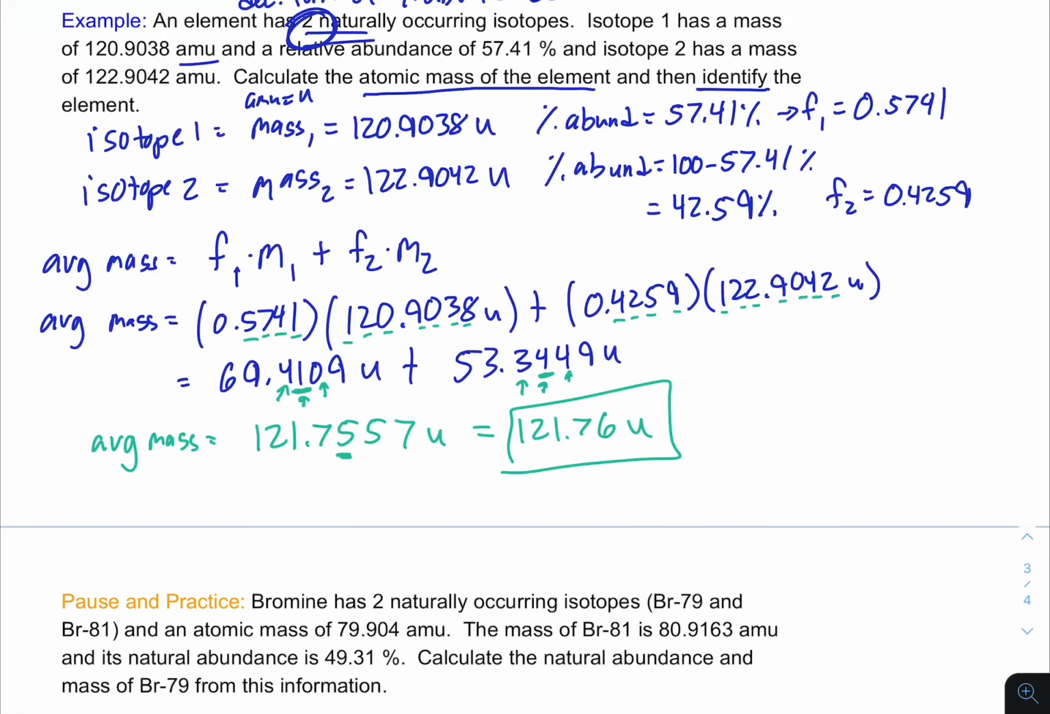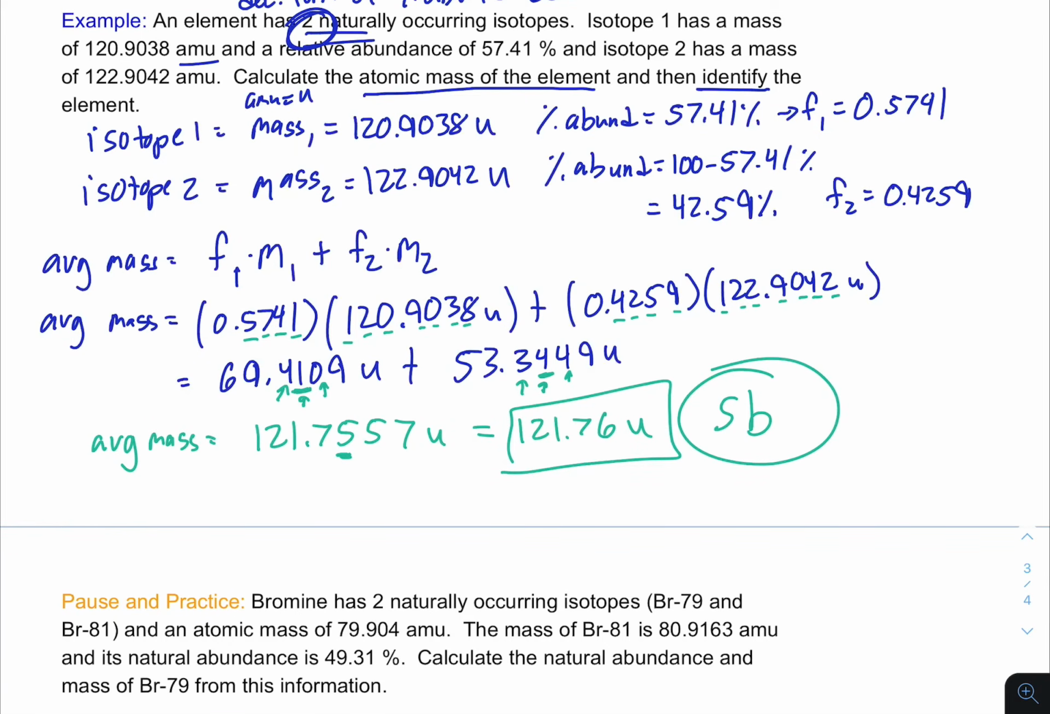So now that we've calculated that mass, we can go to the periodic table and ask, what is that specific mass that we would have? And I go to my periodic table and I find that that is antimony, Sb, because its mass is closest to that specific atomic mass, and that's what we would identify for our atomic mass. So hopefully this helps us relate weighted average atomic mass and how it relates to the percent abundance and the mass of each isotope.